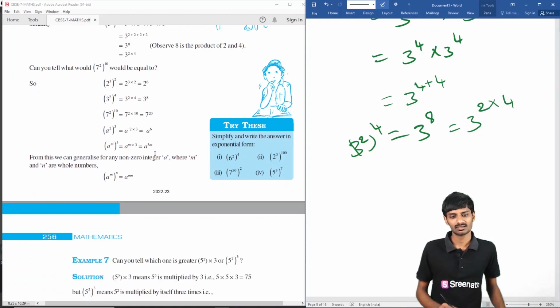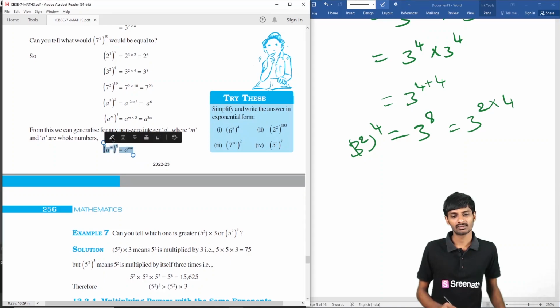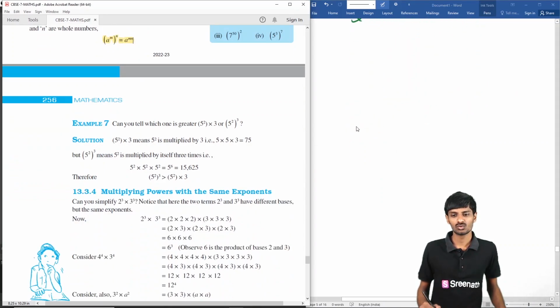Like that, friends. So this is the formula we have. And we'll do some examples.